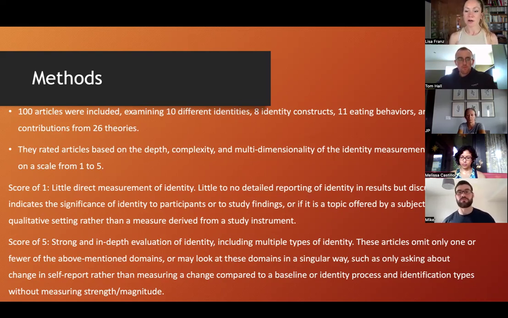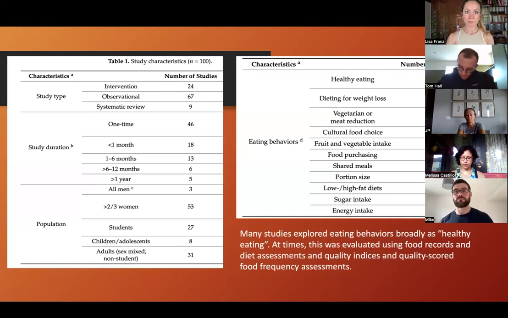These articles omit only one or fewer of the above-mentioned domains, or may look at these domains in a singular way, such as only asking about change in self-report rather than measuring a change compared to a baseline or identity process, and identification types without measuring strength or magnitude.